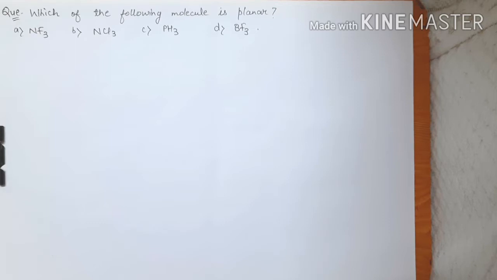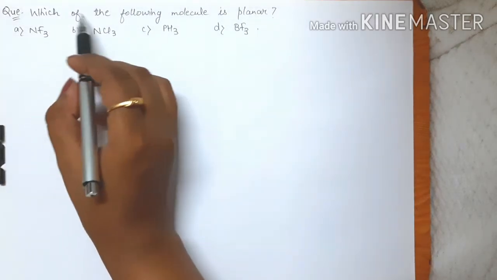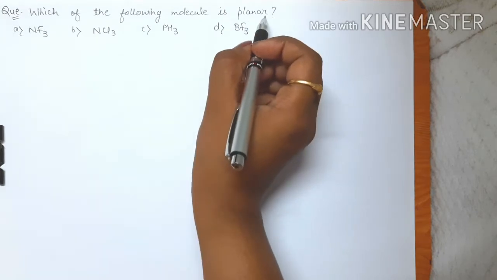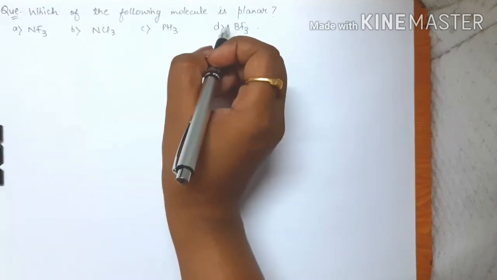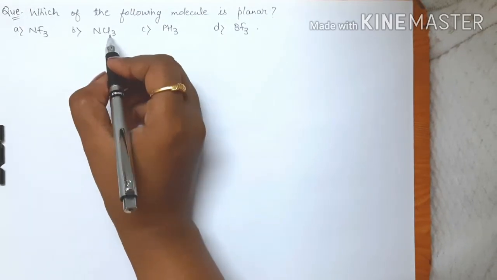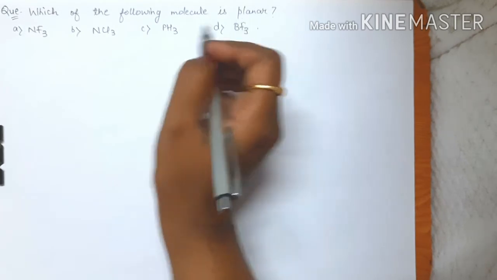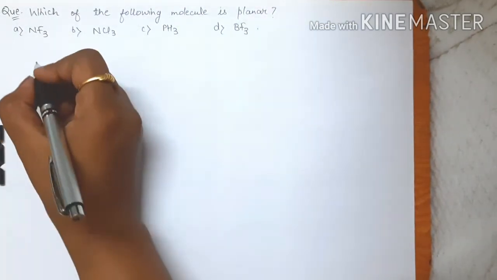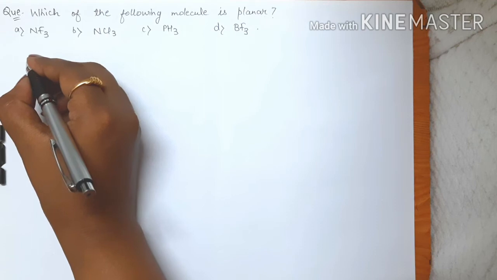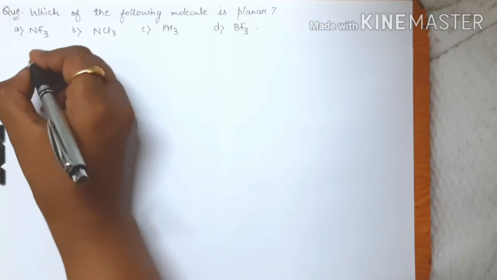So today we are going to solve some of the previous year questions of GATE exams of chemical bonding. The first question being asked is, which of the following molecules is planar? These are the four molecules being given to us. First is NF3, second is NCl3, third is PH3 and fourth is BF3. One by one we are going to solve for the structures of these molecules and then we'll go on to the shape of these molecules.